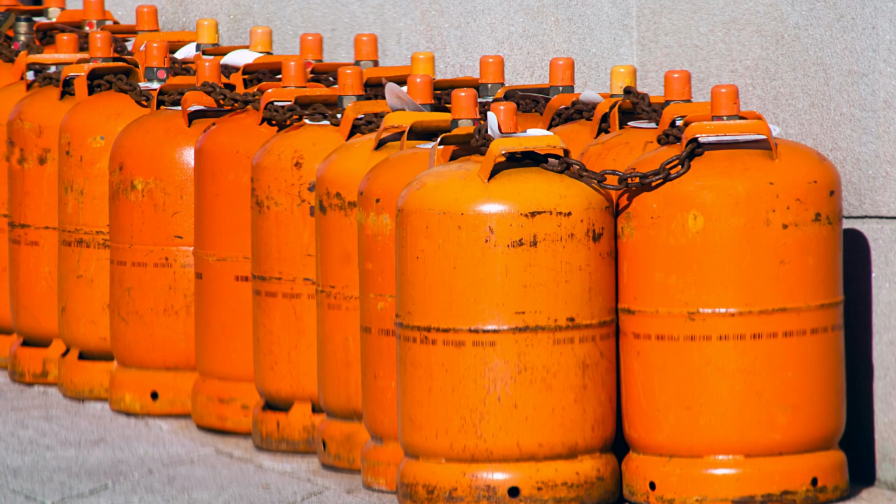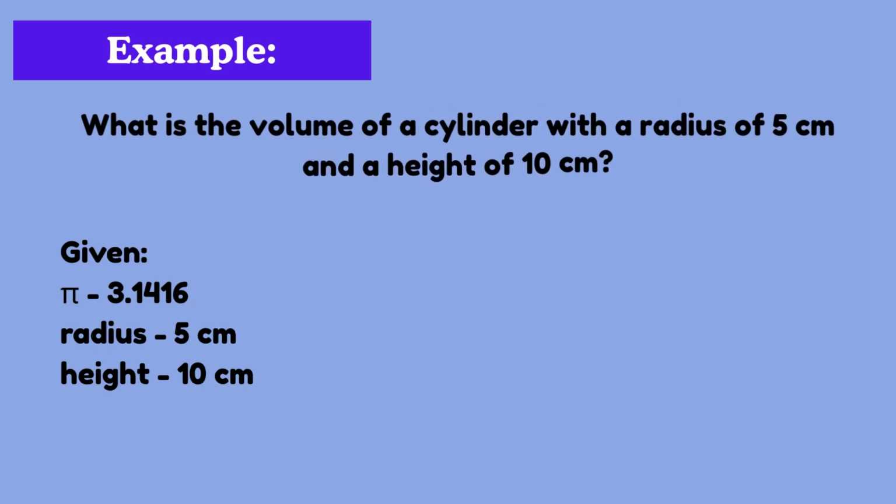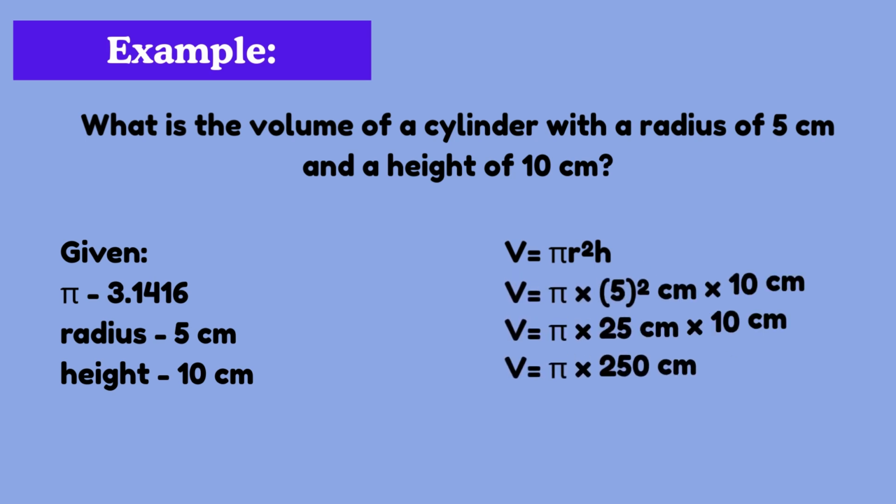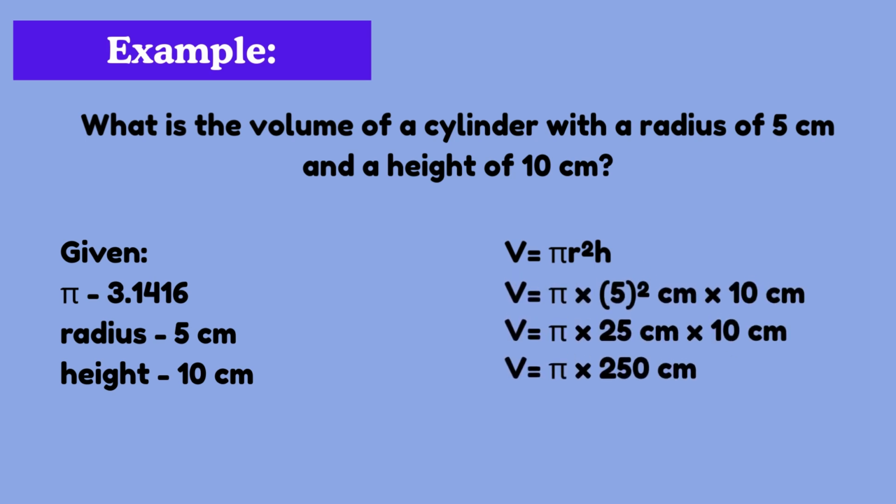Now to compute the volume of a cylinder, let's have an example problem. What is the volume of a cylinder with a radius of 5 cm and a height of 10 cm? To answer this problem, first, we substitute the given using the formula V equals pi r squared times height. So now, we have pi times 5 squared times 10, so the answer is 255 centimeters cubed.